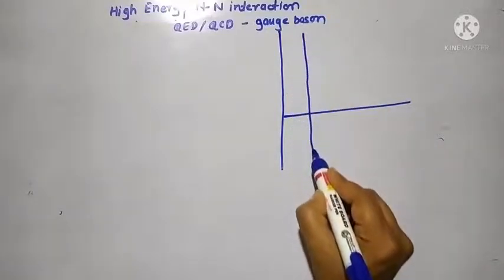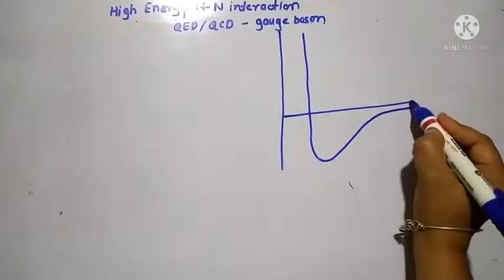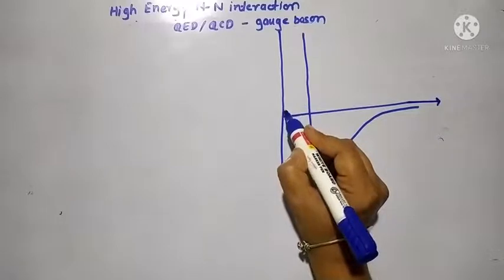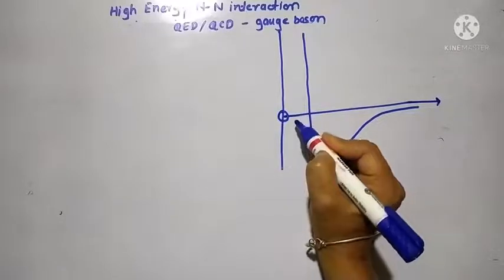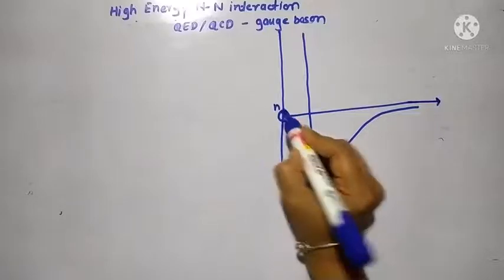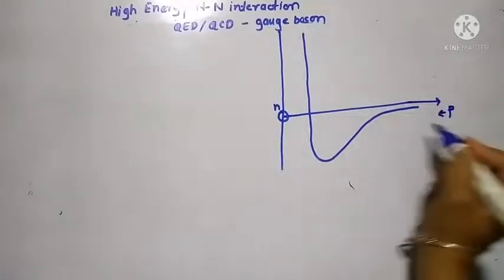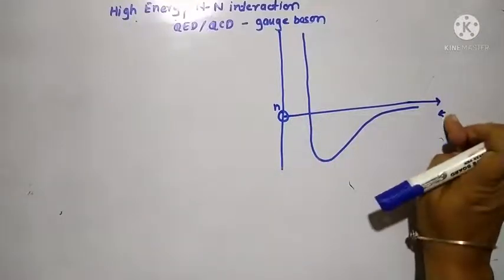So we are trying to deal with those particles. I would say, suppose here is that neutron which was at rest, and a proton is nearing it from this side. So this is the distance between this proton and neutron.